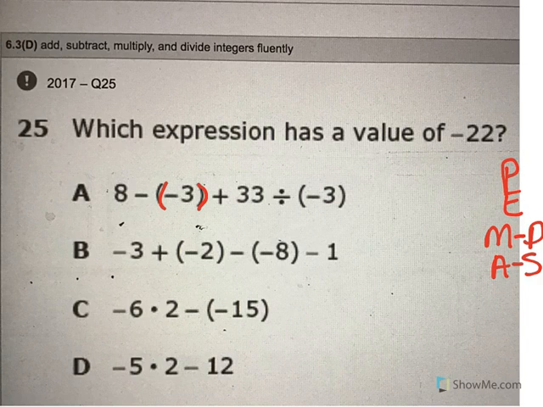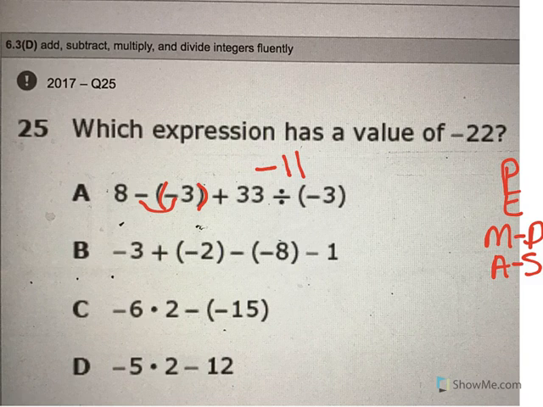So let's start with A. The first thing I'm going to do is divide, because this is minus a negative, so either you're subtracting a negative or you're ultimately adding, but division first, according to the rules of PEMDAS. 33 divided by negative 3 is negative 11. A positive divided by a negative is a negative. 33 divided by 3 is 11, so it's negative 11.